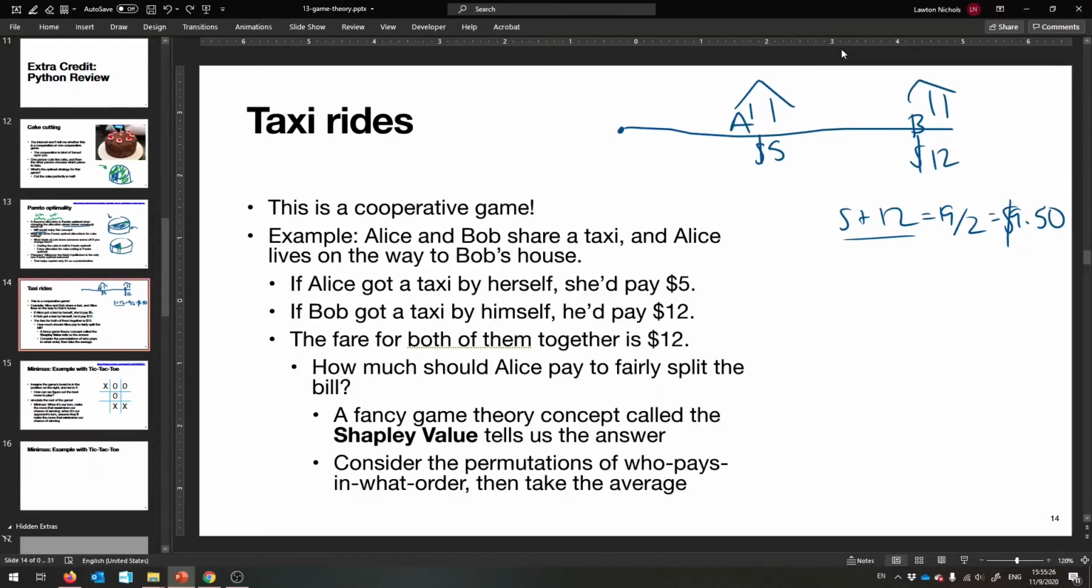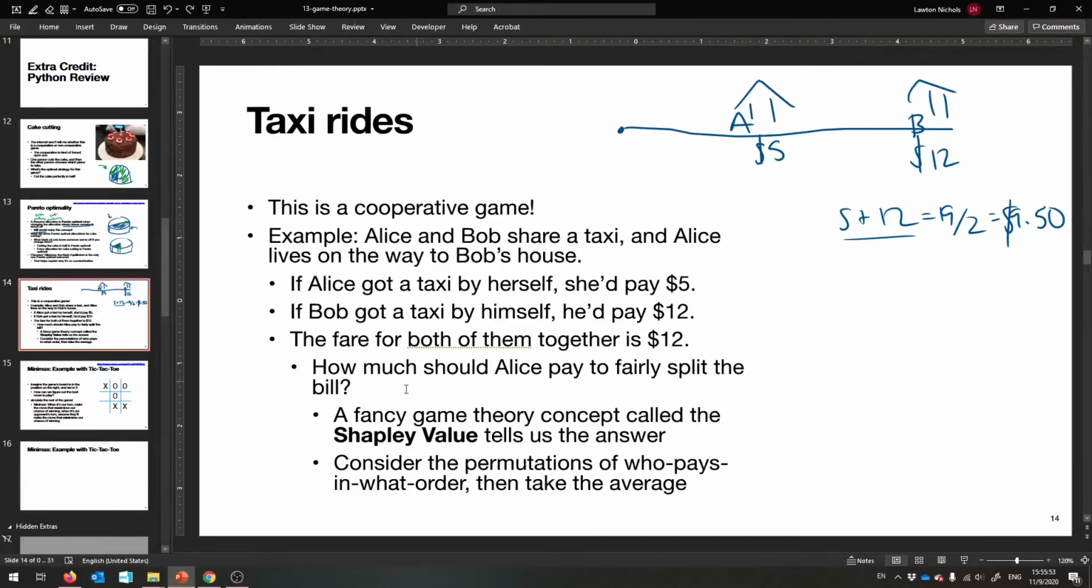So let's figure out how we should do this. Alice should pay a bit less, yes, but not more. Definitely not $9.50, not the average of these two numbers. Because then Bob would, yes, pay less, but Alice would have to pay much more than she ever would have alone. So what's the fairest way to split this bill?